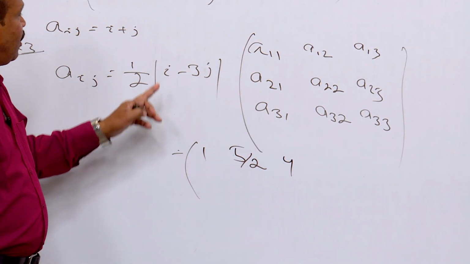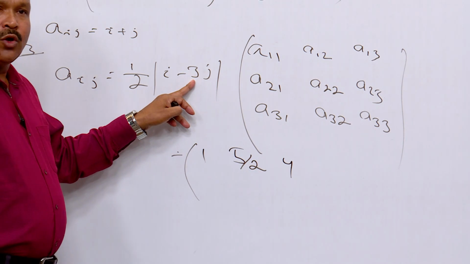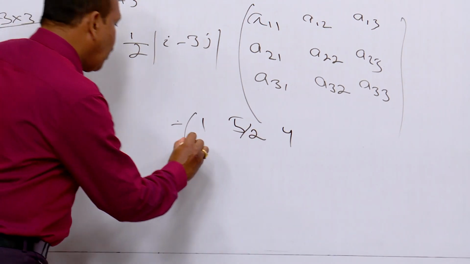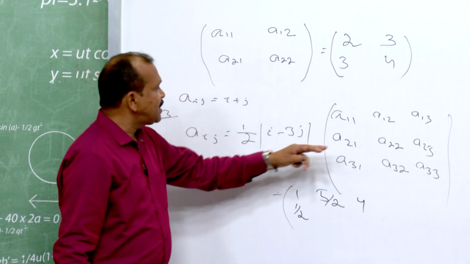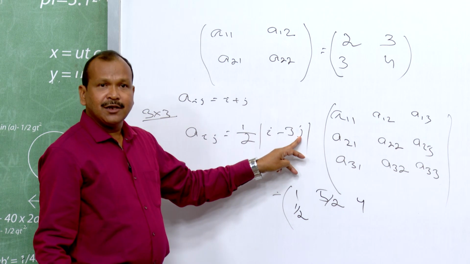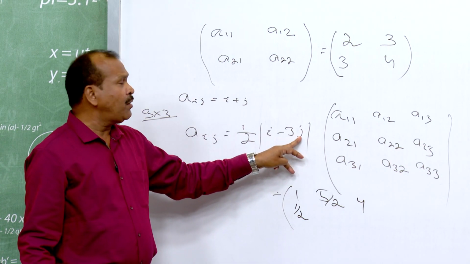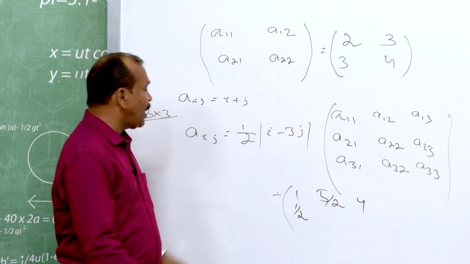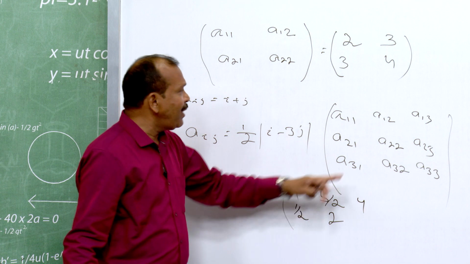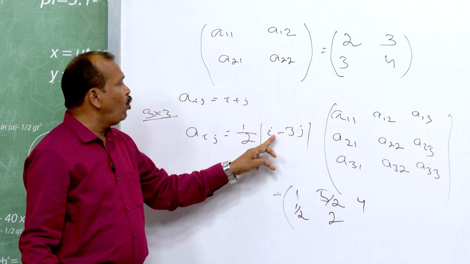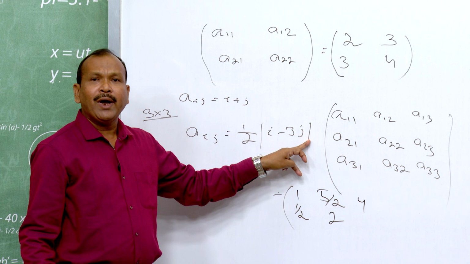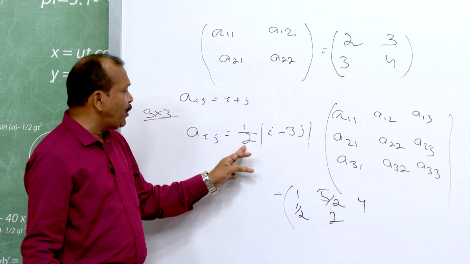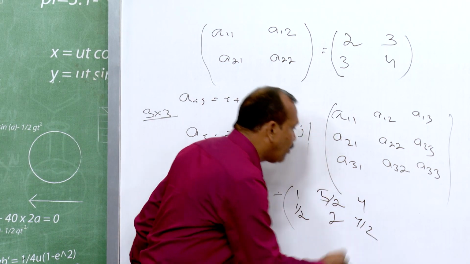Similarly, A21: 2 minus 3 into 1, that is 2 minus 3, which becomes minus 1. The mod becomes 1, that is 1 by 2. Similarly, 2 minus 6 becomes minus 4. The mod becomes 4. 4 by 2 becomes 2. Similarly, A23 becomes 2 minus 3 into 3, that is 9. 2 minus 9 becomes minus 7. The mod becomes 7 by 2. That becomes 7 by 2.